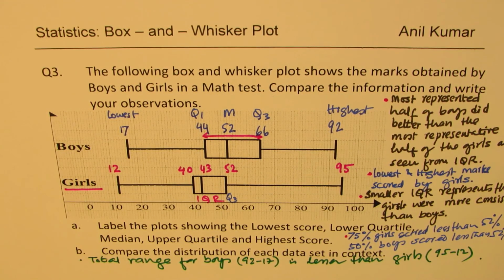So we have to relate them with the technical terms, especially the five-number summary: lowest value, quartiles, median, interquartile range with links to Q3 and Q1, and the highest marks. Perfect. So if you answer like this, you can probably get full marks.